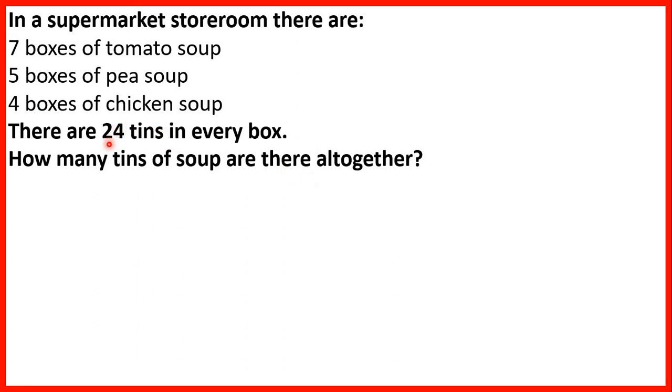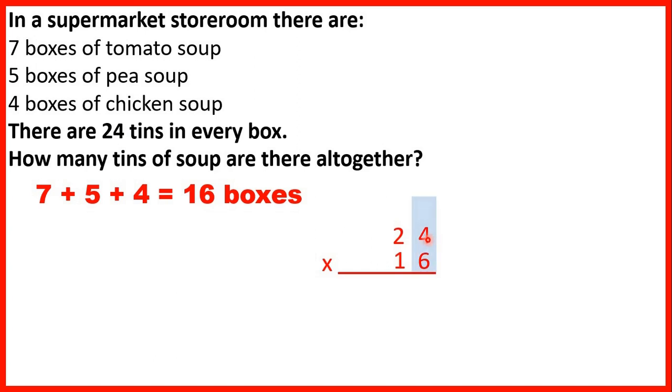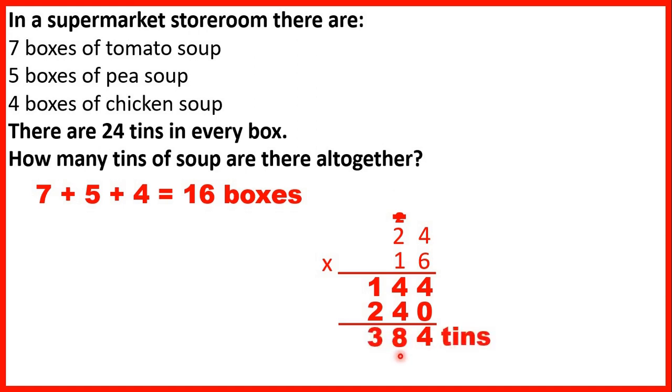Now we could work out 24 times 7 plus 24 times 5 plus 24 times 4, and that would tell us how many tins there were altogether. Or what we could do is work out that 7 plus 5 plus 4 is 16, and then we can multiply 16 by 24. We can use column multiplication to work that out, and that gives us our answer, 384 tins.